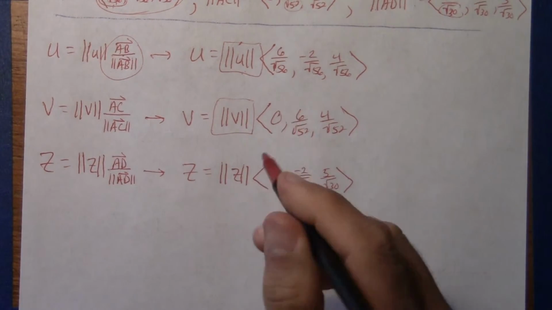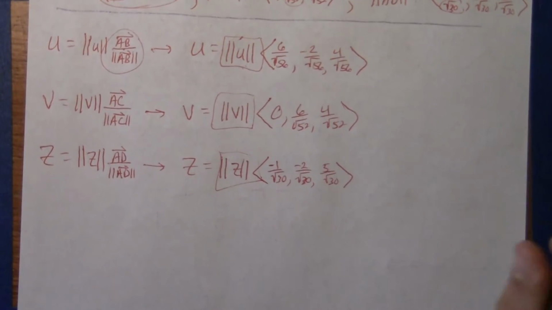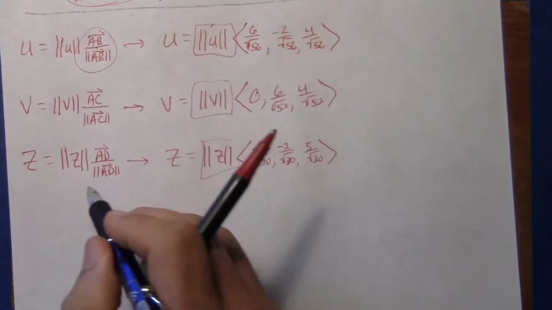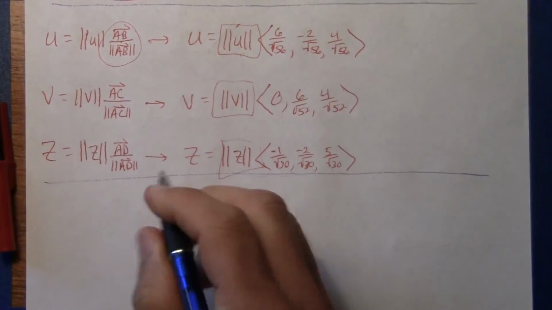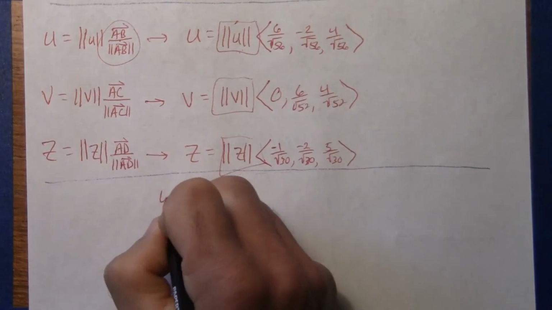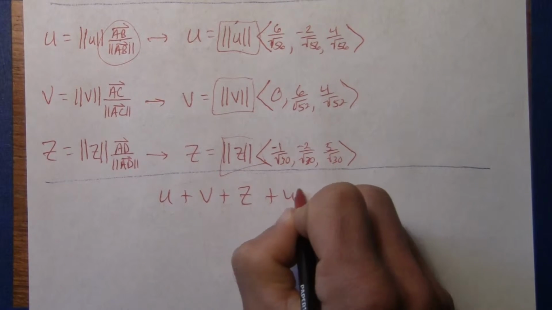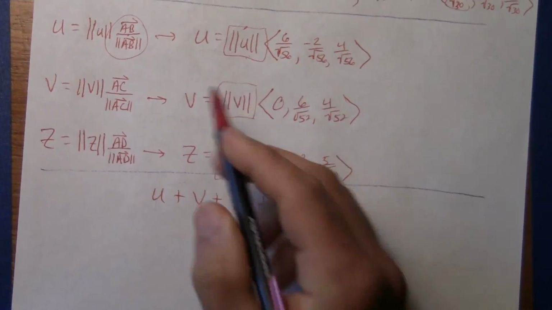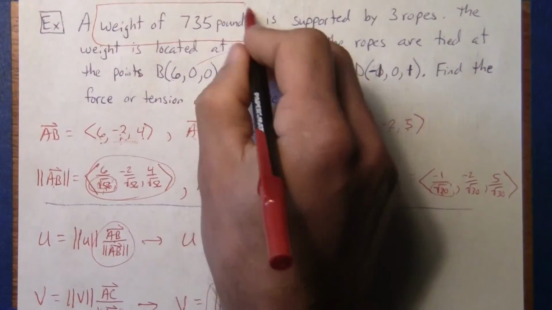Alright, now I've got my force vectors. Here's force vector U, force vector V, and so on. Now I'm going to try to set up a system of equations. One of the things we had written down was this. We said in order for everything to be in equilibrium, vector U plus vector V plus vector Z plus vector W has to equal 0. Now you might be asking, what the heck is vector W, because we didn't talk about it. Vector W is referring to the weight of this object.